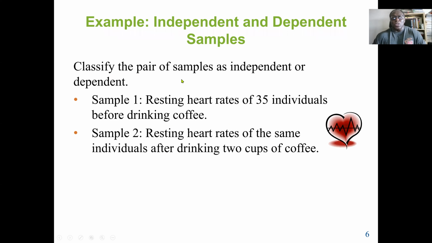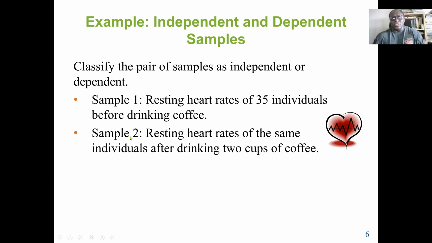So we have an example here. What's the difference between independent and dependent samples? We are going to classify each pair of samples as independent or dependent. Sample one is the resting heart rates of 35 individuals before drinking coffee. Sample 2 is the resting heart rate of the same individuals after drinking 2 cups of coffee.